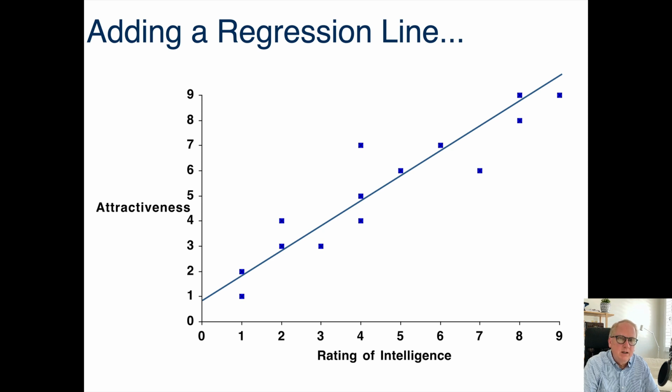And what I can do then, once I have a line like that, is use it to make predictions about future variables. So for instance, if I have another person who has an intelligence score of 5.5, I could look on that line where attractiveness intersects 5.5 and maybe then make a judgment about what I think attractiveness should be based on that regression line.